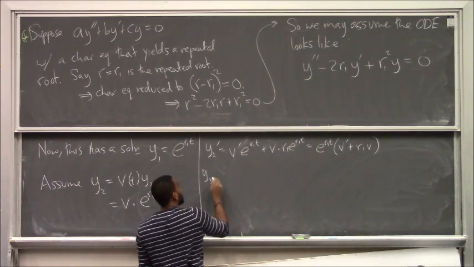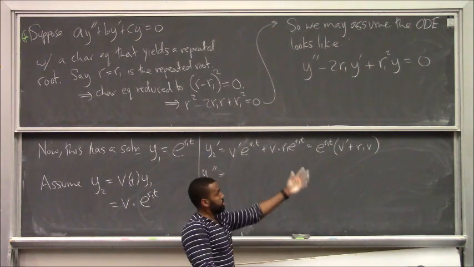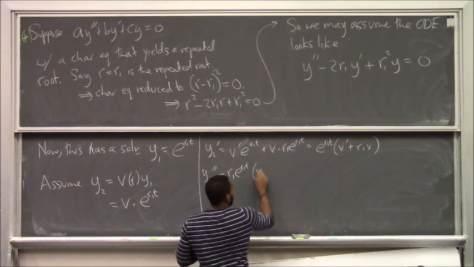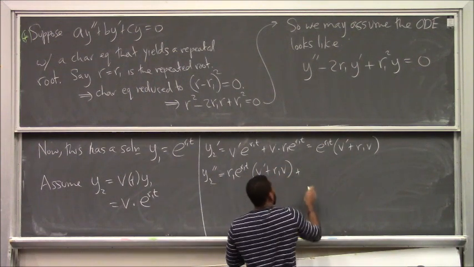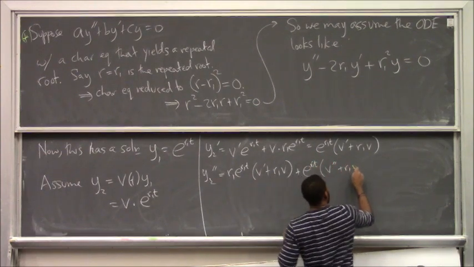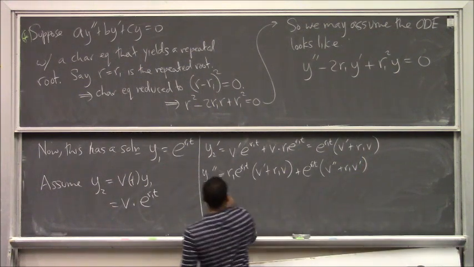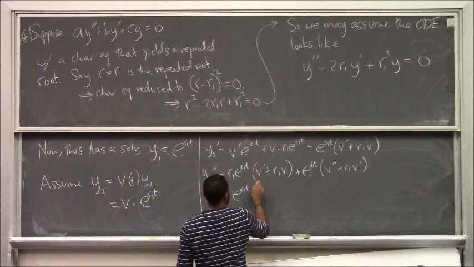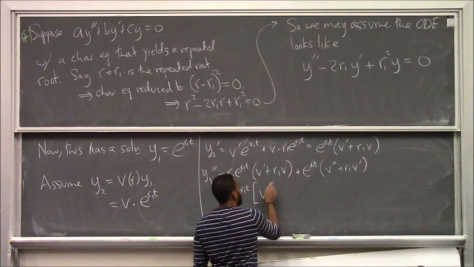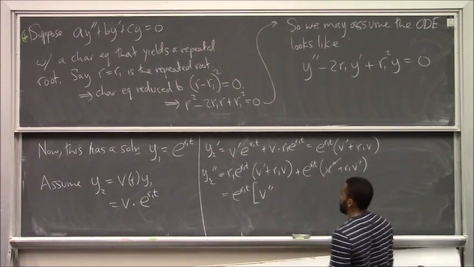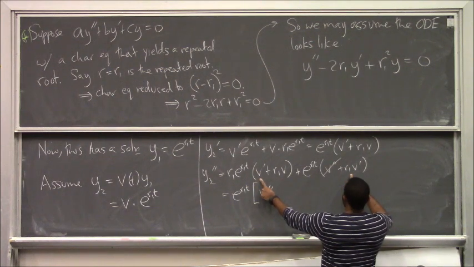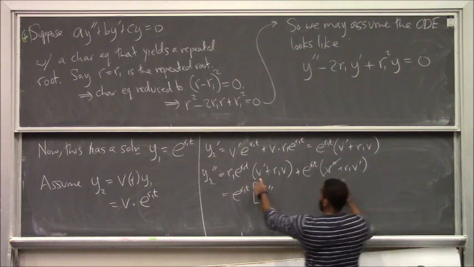The second derivative is going to look like, again, I have to do the product rule here. So it's going to be r1 e to the r1 t times this guy, plus leave the e to the r1 t times the derivative of this guy. It's going to be v double prime plus r1 v prime. I can again factor out the e to the r1 t here, and on the inside I would have, well, v double prime. I'm going to have an r1 v prime e to the r1 t, and so I'm going to have two of those.